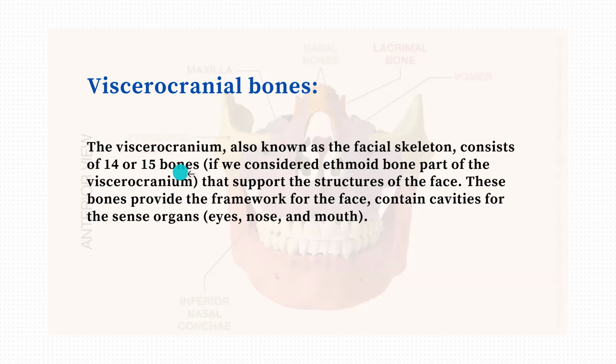Viscerocranial bones. The viscerocranium, also known as the facial skeleton, consists of 14 or 15 bones. Why? Because if we consider the ethmoid bone part of the viscerocranium, we say 15 bones. If we don't, we say 14. It depends on the reference that you are studying. They support the structures of the face. These bones provide the framework for the face and contain cavities for the sense organs: eye, nose, and mouth.